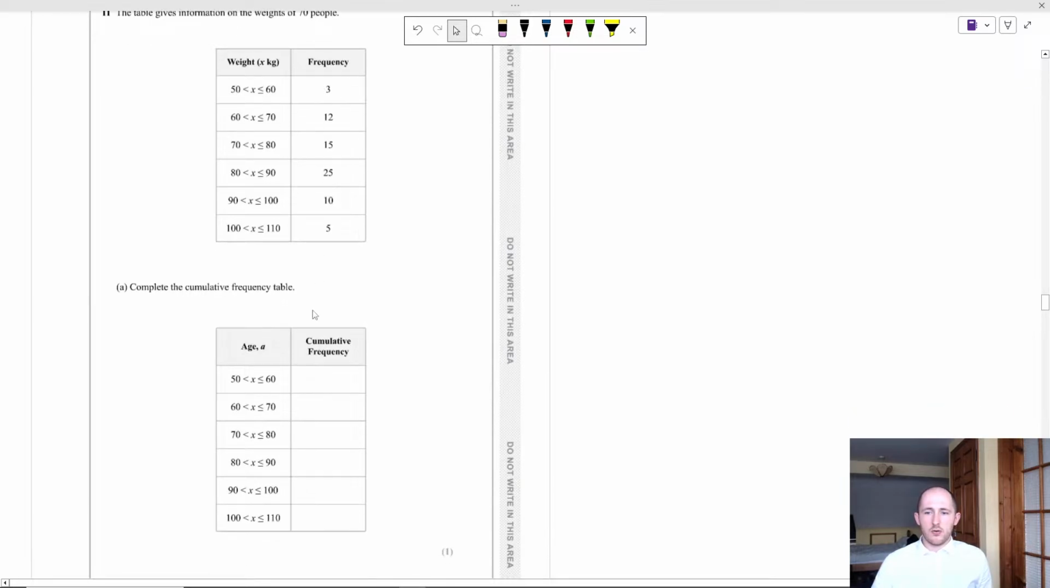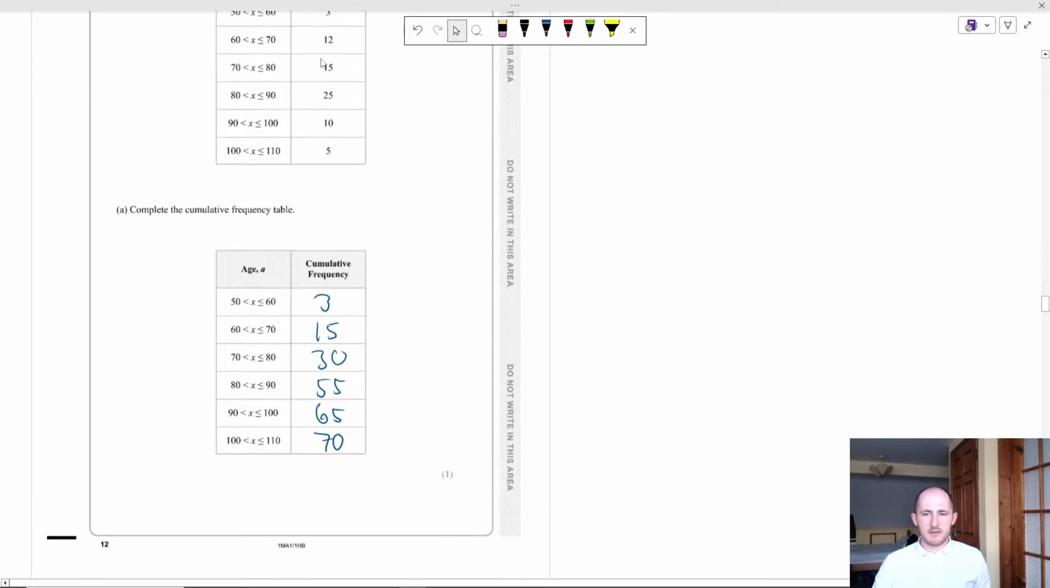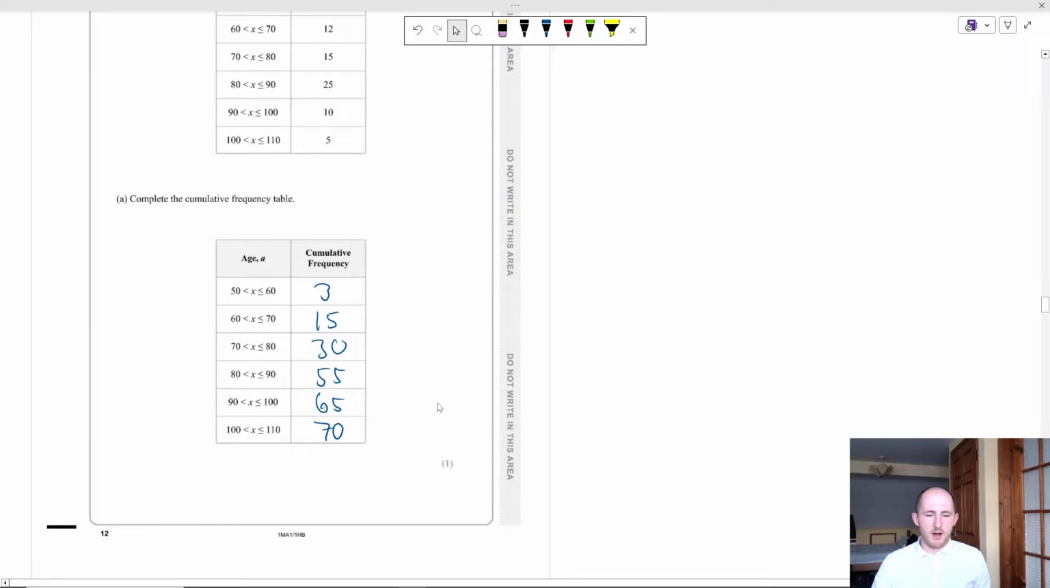Cumulative frequency, all you need to do is add it as you go along. So you start at 3, add the next number 12, so that's 15. Add the next one, that's 30. Add the next one, that is 55. Add the next one, that is 65. Add the next one, that is 70. Okay, that should hopefully be a free 1 mark that we get, I'm hoping.